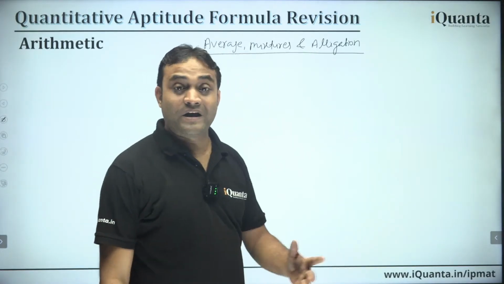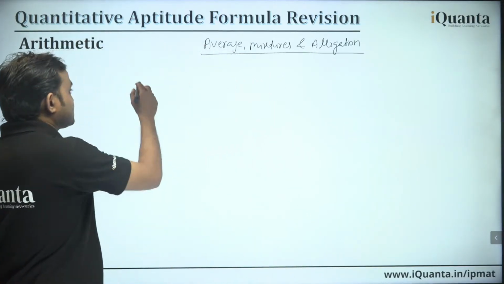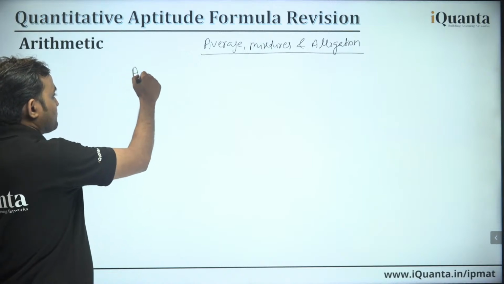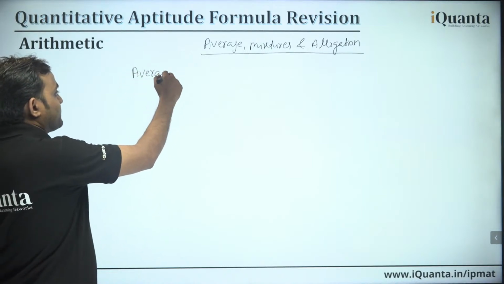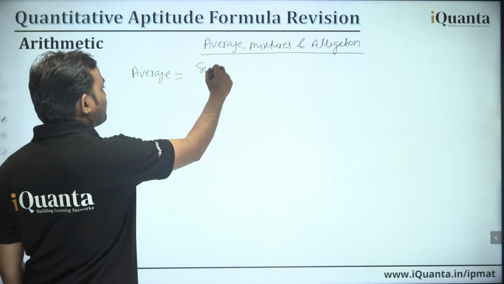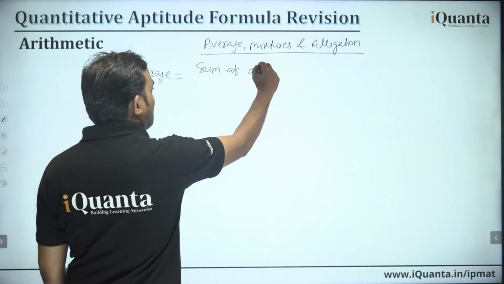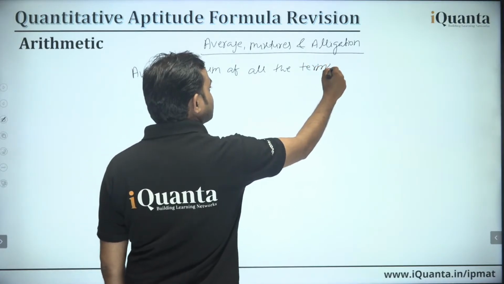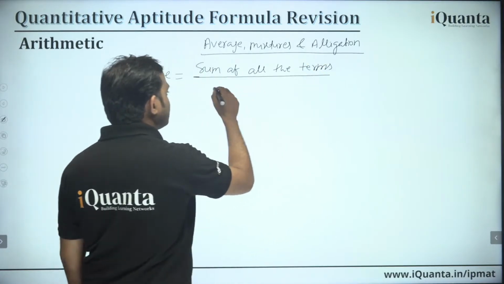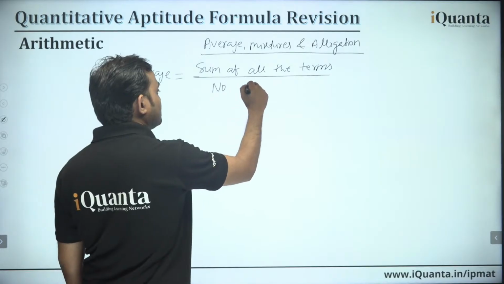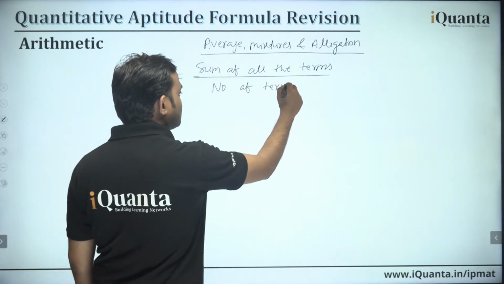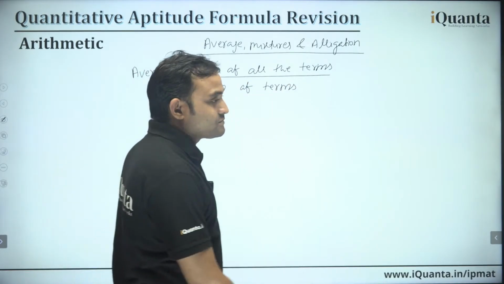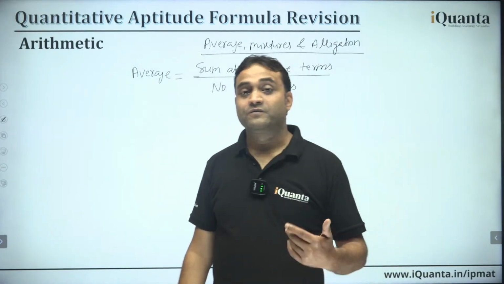Now, how do we find the average? The concept of average is very simple, which is sum of all the terms divided by number of terms. Sum of all the terms divided by number of terms.